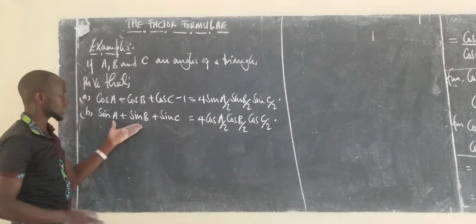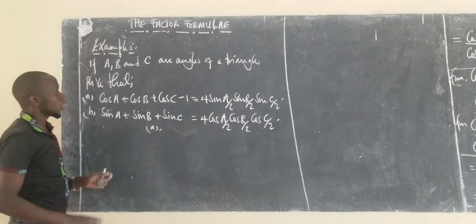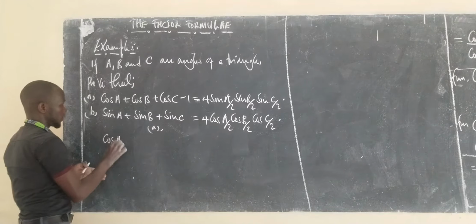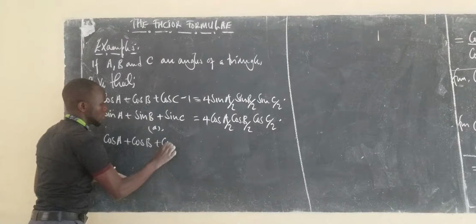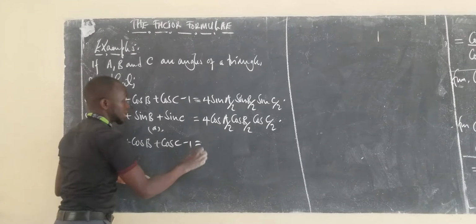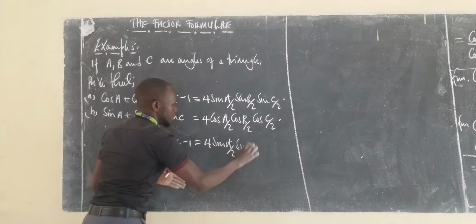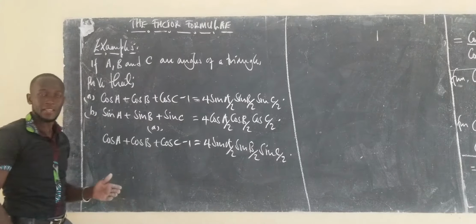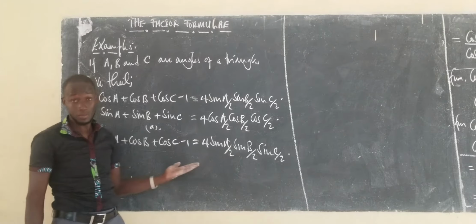Now in this sense, we are going to do part A in particular. When you look at this, it is cos A plus cos B plus cos C minus 1, that is equal to 4 sine A over 2 sine B over 2 sine C over 2. It is easier when you look at this coming from the left hand side to the right hand side according to this question.